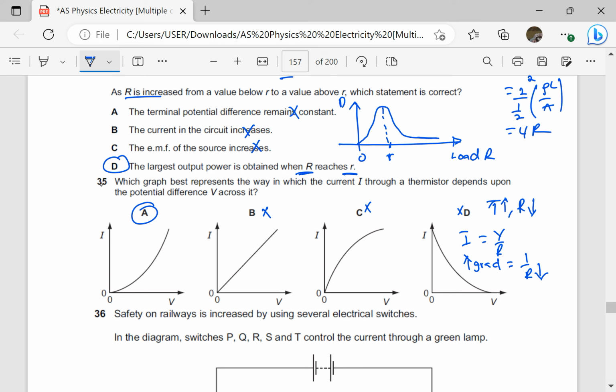For a thermistor, if I is equal to V over R, from the graphs which have been plotted, the gradient is 1 over R. But for a thermistor, as temperature increases, resistance decreases. And when you go back to the expression for the gradient, as resistance decreases, the gradient increases. So you see this graph is showing an increasing gradient.